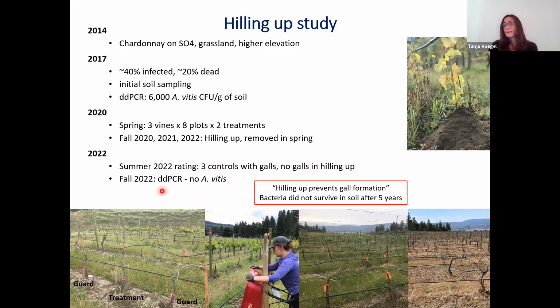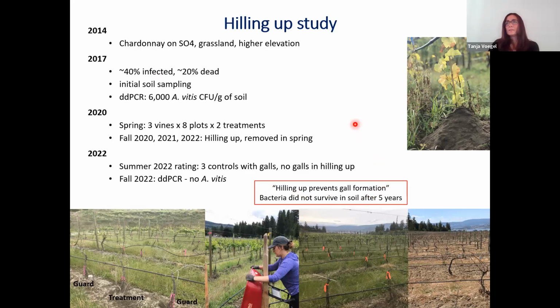We also did sample the soil in fall of 2022. And surprisingly, we did not find any Agrobacterium vitis bacteria in the soil, or really, really low numbers compared to the high number of bacteria that we had in 2017. So over the course of these 5 years, something has happened in the vineyard that reduced the agrobacterium soil population. So the conclusion here is healing up prevents gall formation, and that's in parentheses because it is only one site we've looked at, and it's a low number of replications. And the bacteria did not survive in soil after 5 years.